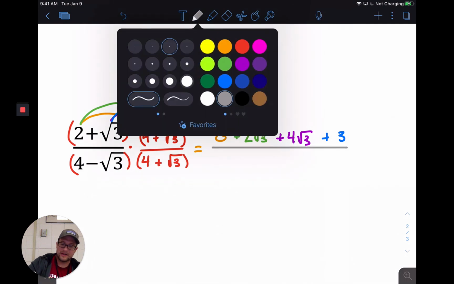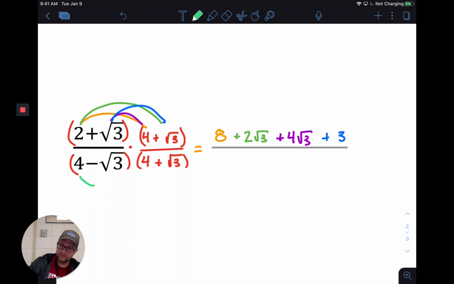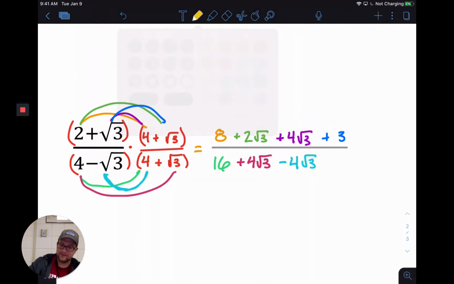Now, looking across the bottom, 4 times 4 is going to give us 16. 4 times the square root of 3 is going to be a positive 4 square roots of 3. Negative square root of 3 times 4 will be a negative 4 square roots of 3. And lastly, negative square root of 3 times a positive square root of 3 will end up just being a minus 3.